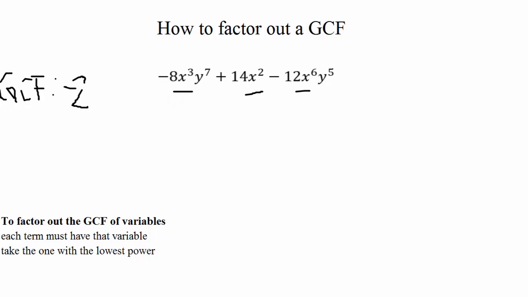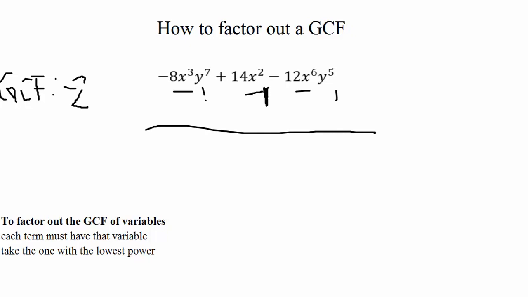But taking a look at y, I have a y here. I do not have a y for my middle term. I do have one for the third term. But because I do not have a y in this middle term, y cannot be a part of our greatest common factor because it does not have it in common with the entire polynomial. So I can't involve it. But we can look at x.